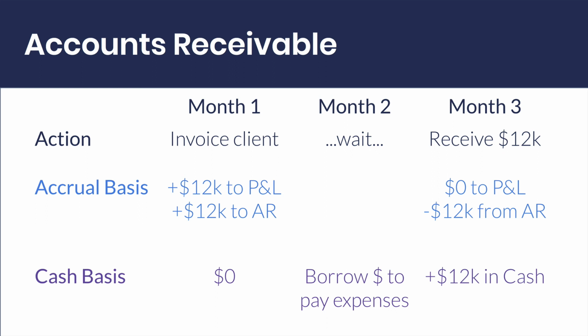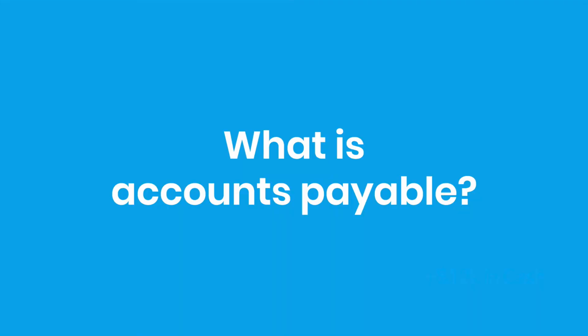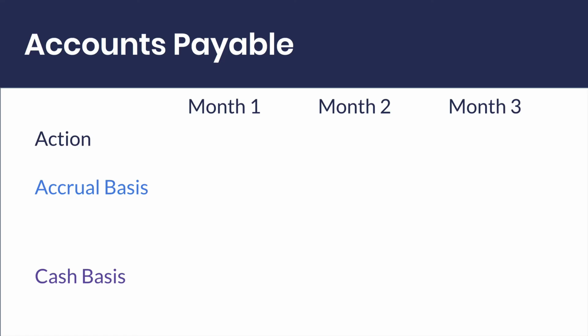And this is where I can get myself into trouble. On the flip side, accounts payable, this is my business paying other companies. And so this is a little different. I receive a bill from a vendor. I record the expense on my profit and loss or income statement immediately, and I add $12,000 to my accounts payable on my balance sheet.